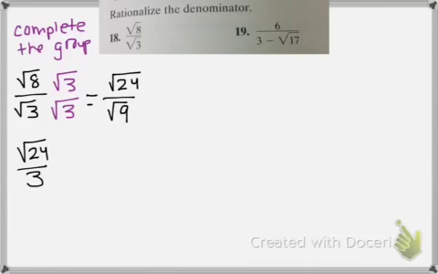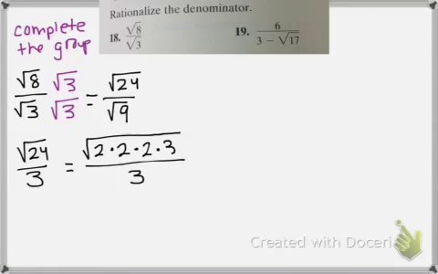So now my radical is gone, but I do need to simplify square root of 24. So that's going to be 2 times 2 times 2 times 3 over 3. Here's my group of 2. So it equals 2 root 6 over 3.